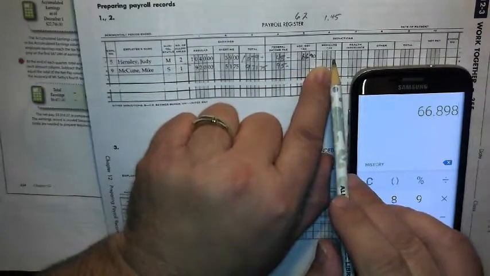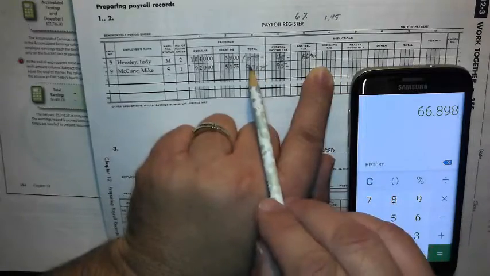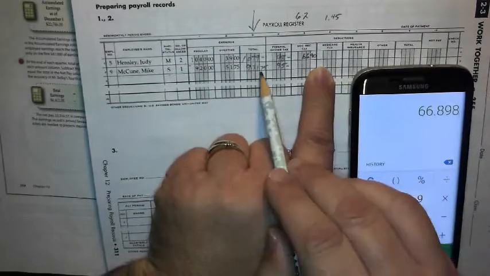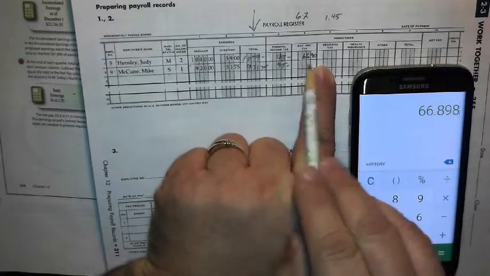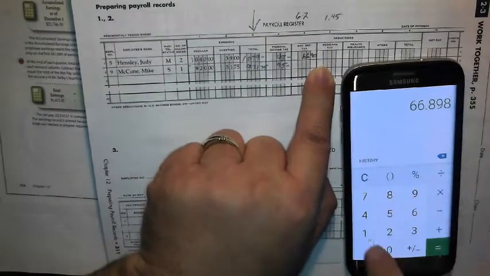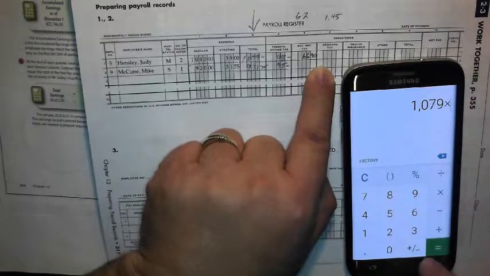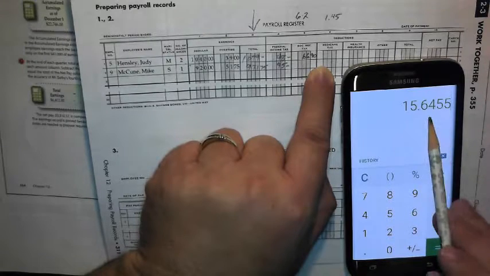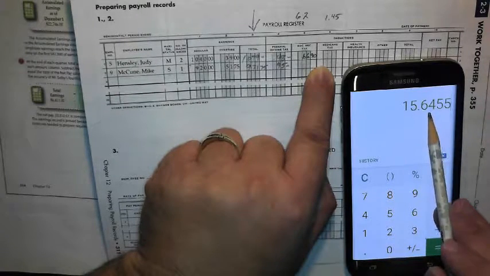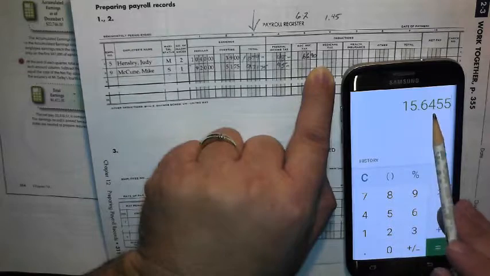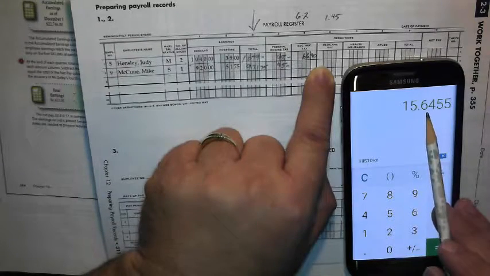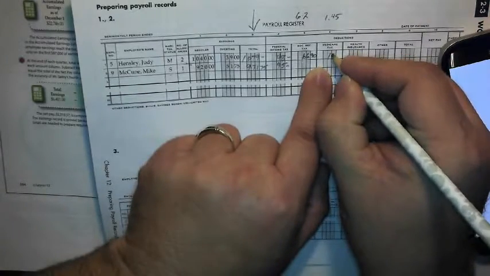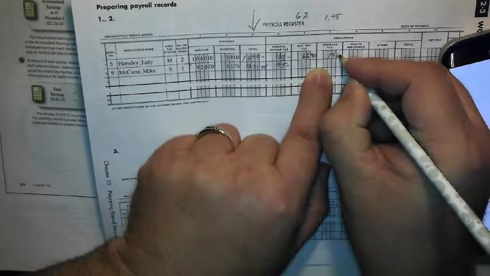Then the next one is the Medicare. So you go back, we're going to use this column for the totals. 1079 times 0.0145, and that makes it $15, and again we're going to round up, 65 cents. So 15.65.